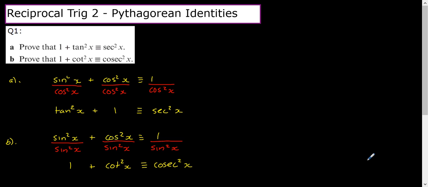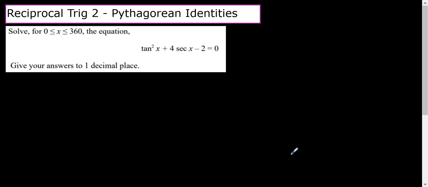Now what do we do with these two identities? Well, we use them to solve equations. Much like we used sine squared plus cos squared is 1 when we first studied trigonometry, this is now in our toolbox to use to solve more difficult equations.